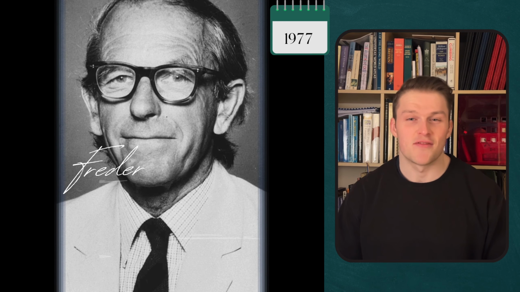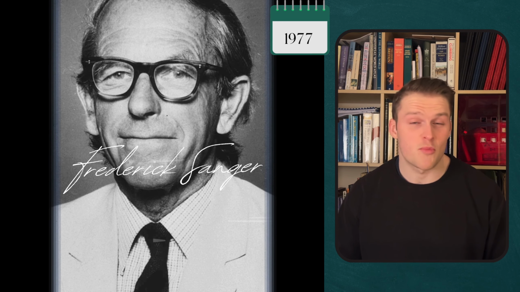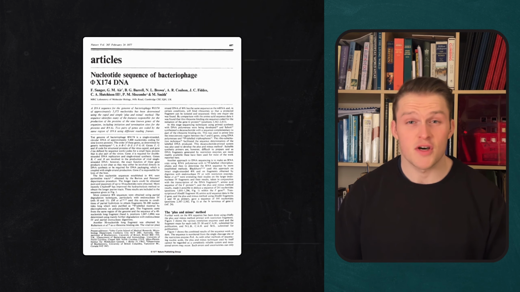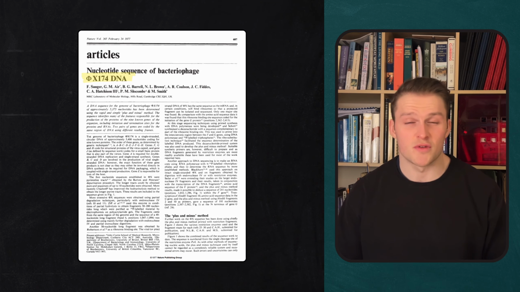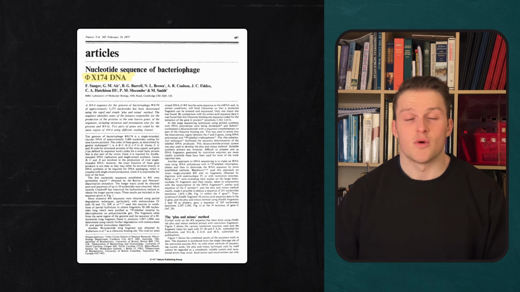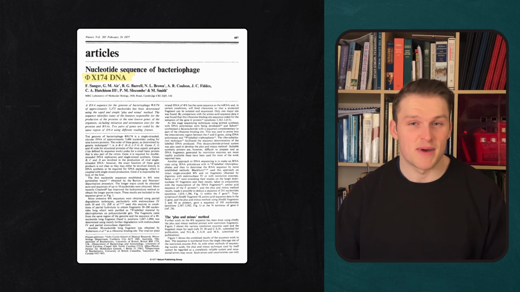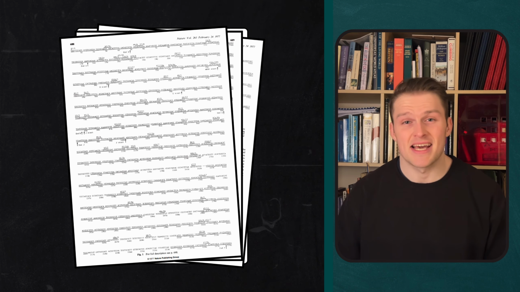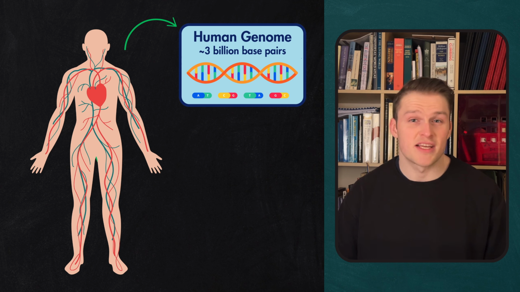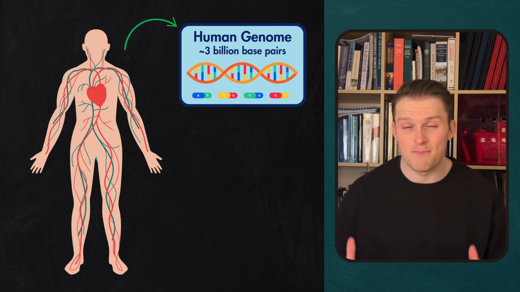In 1977, a group of scientists led by Nobel Prize winner Frederick Sanger published the first full genome, a virus called phiX174. It was 5,386 bases long and was published as plain text within the pages of the journal Nature. Fast forward to today, sequencing a human genome yields around 3 billion base pairs.